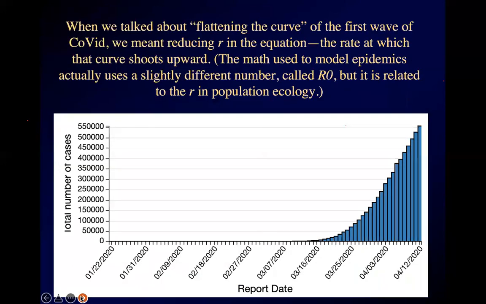Okay, this is going to sound pretty familiar. When we talked about flattening the curve, we meant reducing that rate of growth. This seems so nostalgic right now. This was the cumulative number of infections in early 2020. I think, I'm not sure if this is the US or global. I'd have to look it up, but you can see that we start, picking it up in mid-March, and by the middle of April, dang.